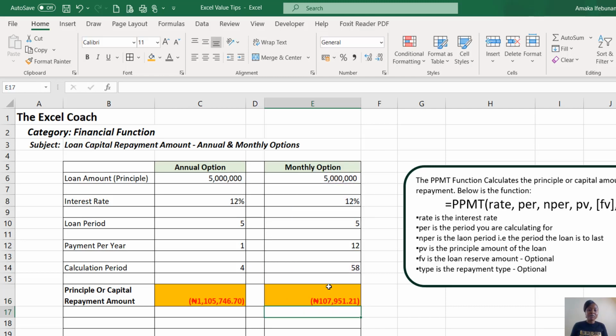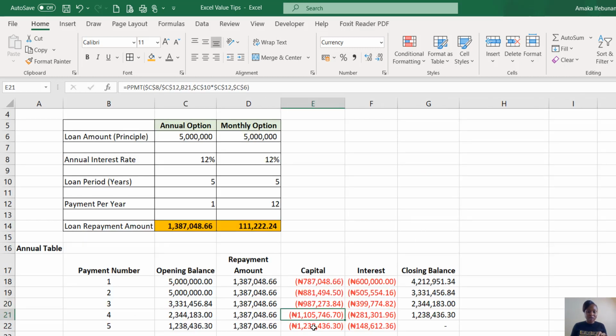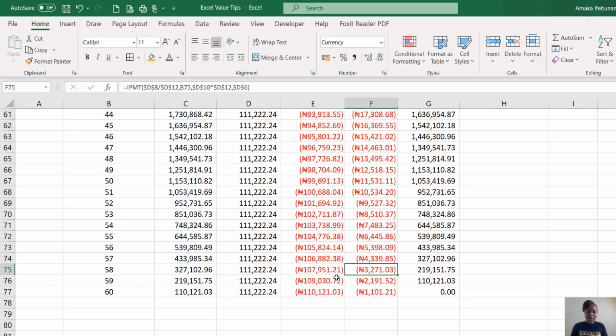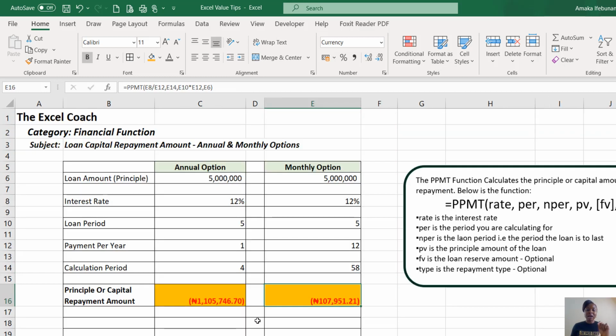Good. So you see, we have our monthly amount. This is the capital amount we'll be paying in the 58th month, 107,951.21. To check the accuracy, let's check the annual first, 1,105,746.70. We'll go to our annual amortization table, and for the fourth year, you see it's 1,105,746.70. Now, check the monthly amount. We'll go to the monthly amortization table, 107,951.21 for the 58th month. You see 107,951.21. That means our computation is accurate, right?